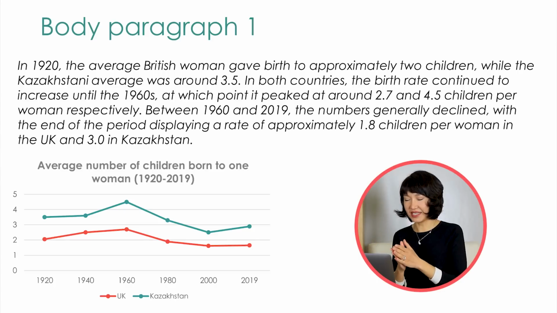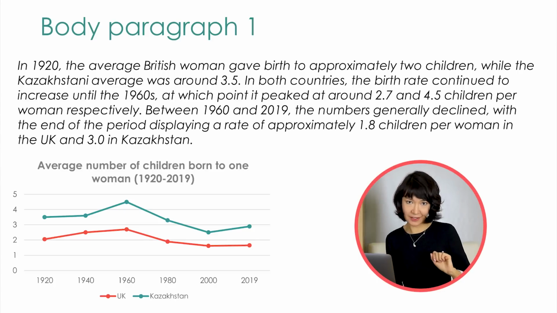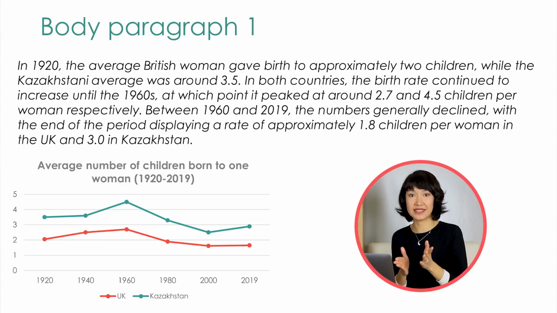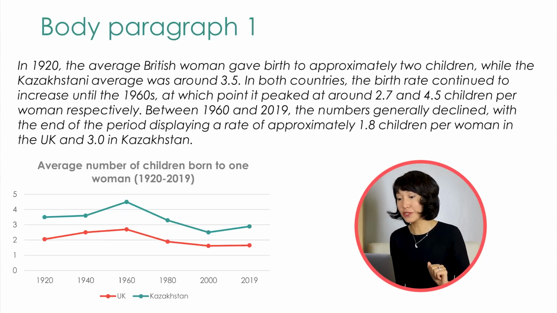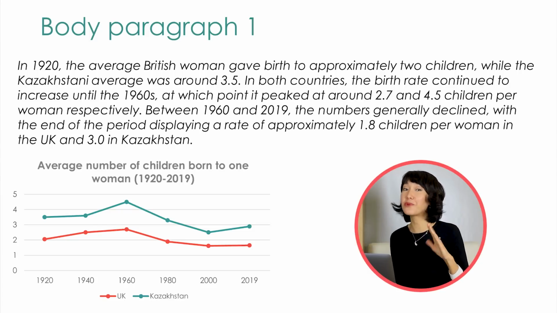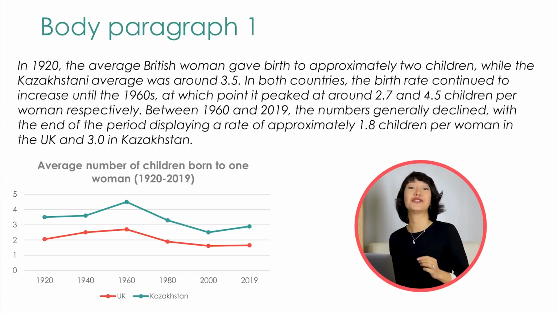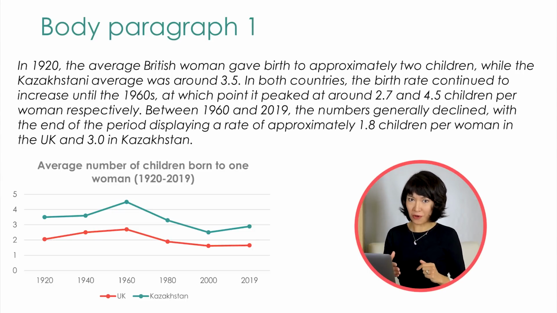And as you can see, I described the numbers at the beginning, in the middle, and at the end. Let's have a look at some language. "Gave birth to approximately 2 children." When we look at the chart, we can't say what exactly the number was. It was approximately 2, but perhaps it was a bit higher than 2. So, not to be wrong, we say approximately 2.